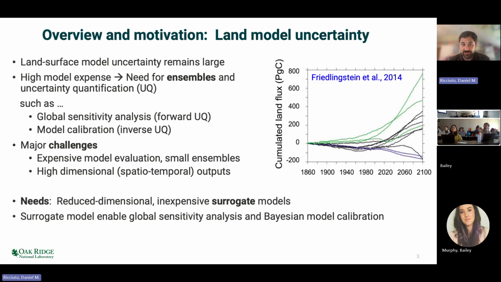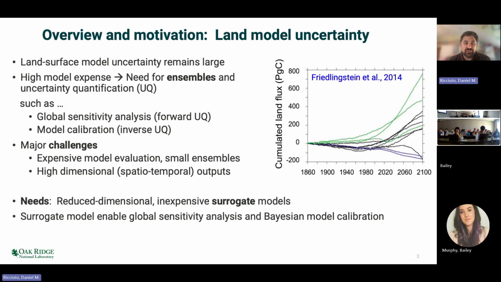But on the other hand, there's a need for ensembles, running these models lots of times so that we can do uncertainty quantification, or I'll refer to that as UQ. And that includes things like global sensitivity analysis, where we try to understand which uncertain model parameters are really driving uncertainty or variability in model outputs, and model calibration, where we bring in observations or benchmarks to try to tune or calibrate those parameters to their optimal values and reproduce the data better.